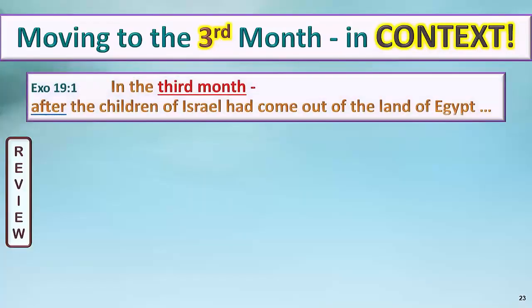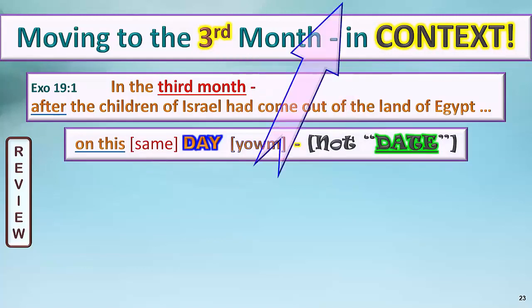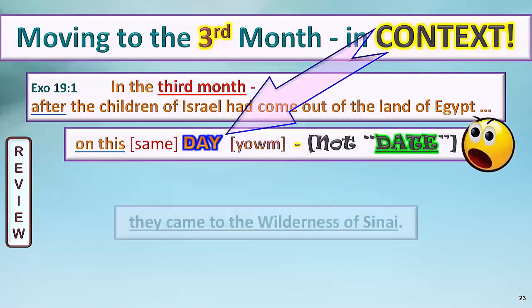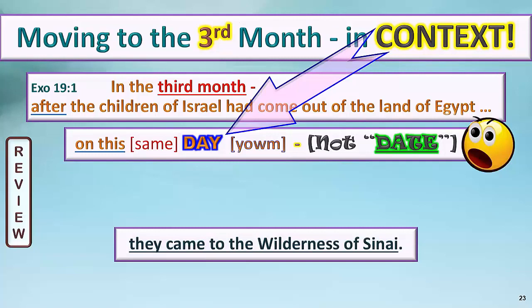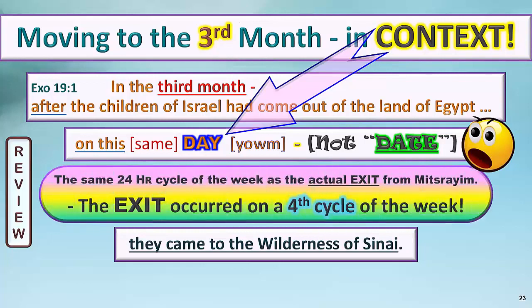Moving to the third month, in context. And yes, I have that word highlighted and emphasized for a very specific reason, in context. Exodus 19:1. In the third month, after the children of Israel had come out of the land of Egypt, on this day, Yom, not date, but day, they came to the wilderness of Sinai. The same 24-hour cycle of the week as the actual exit from Mitzrayim.